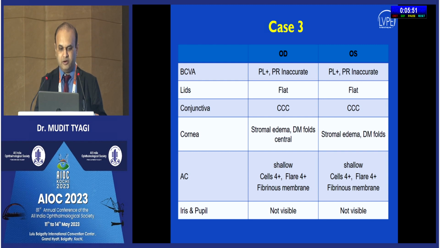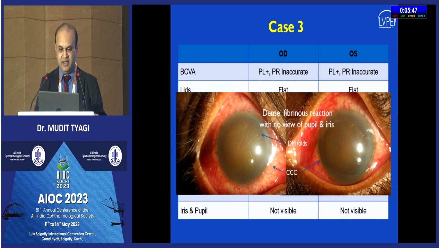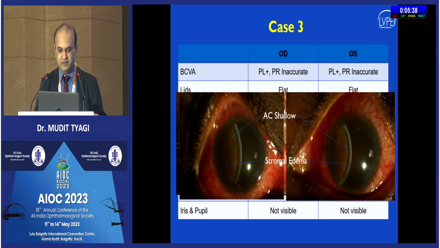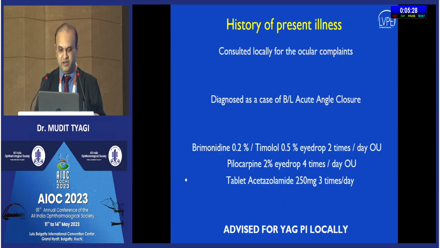So this was a patient who presented to us with PL plus PR inaccurate vision in both the eyes, had a dense fibrinous reaction with no view of the pupil and iris, was initially diagnosed as uveitis, started on steroids, but the point is that at this point of time she had a shallow AC and stromal edema, and was having an elevated IOP. Somebody in fact even attempted a PI in this patient because of the shallow AC.